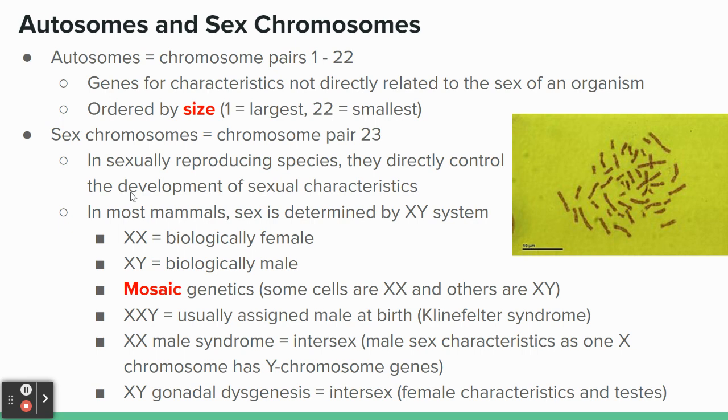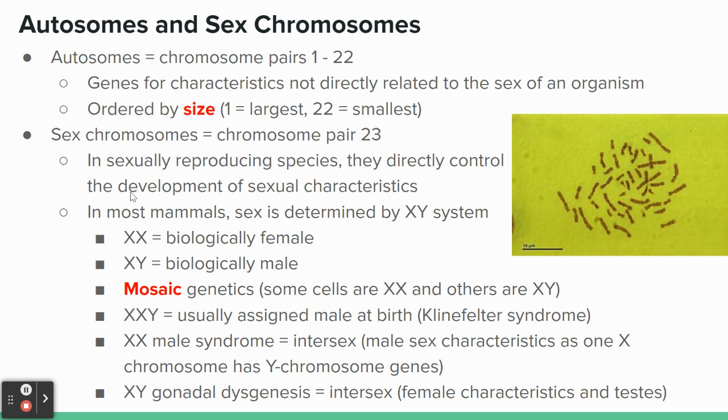XX male syndrome is somebody who is intersex. So they have male sex characteristics like growth, like male hair growth, for example. They've got facial hair or extra muscles, or they don't develop breasts, for example. And in this case, one of the X chromosomes has Y chromosome genes. So there was some kind of weird crossing over thing that happened, and one of those X chromosomes got genes from the Y chromosome. So they're genetically XX, but they present with male sex characteristics.